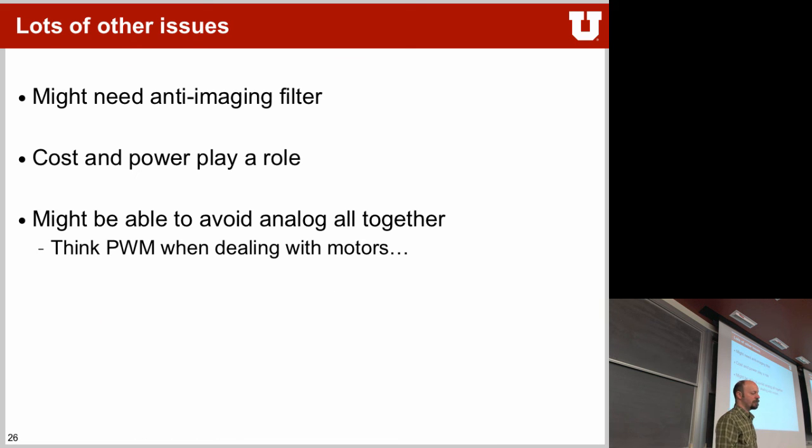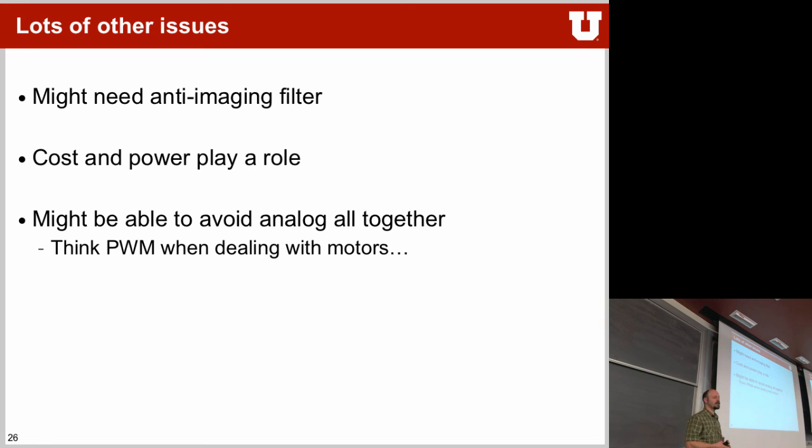Okay, there are lots of other issues. Sometimes you need an anti-imaging filter because ADCs can have images and very crazy things that happen. Most of the time, low-pass filters will help you with that. Cost and power of ADCs oftentimes play a role. The faster your ADC goes, the more power it will draw.